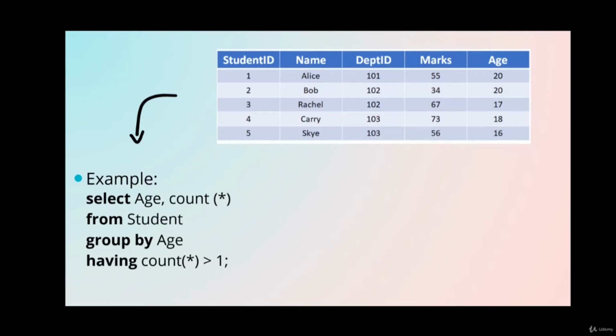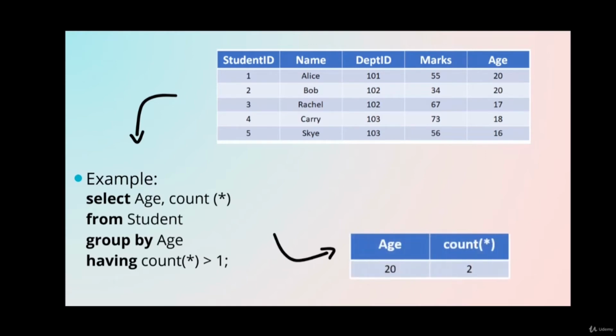After that, we have to add a filter, that is, we have to find out only those age groups which have more than one person in them. So we'll write the having condition as having count star greater than 1. After executing this query, we will get all those age groups that have more than one person in them. So over here, only age 20 has 2 people in it, so it will be displayed in the output.